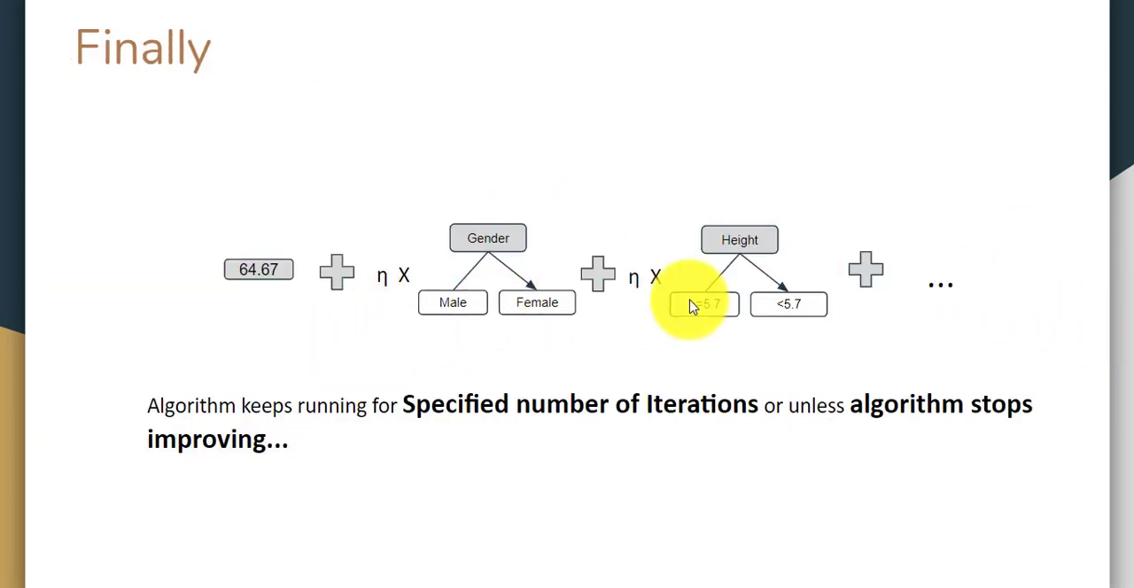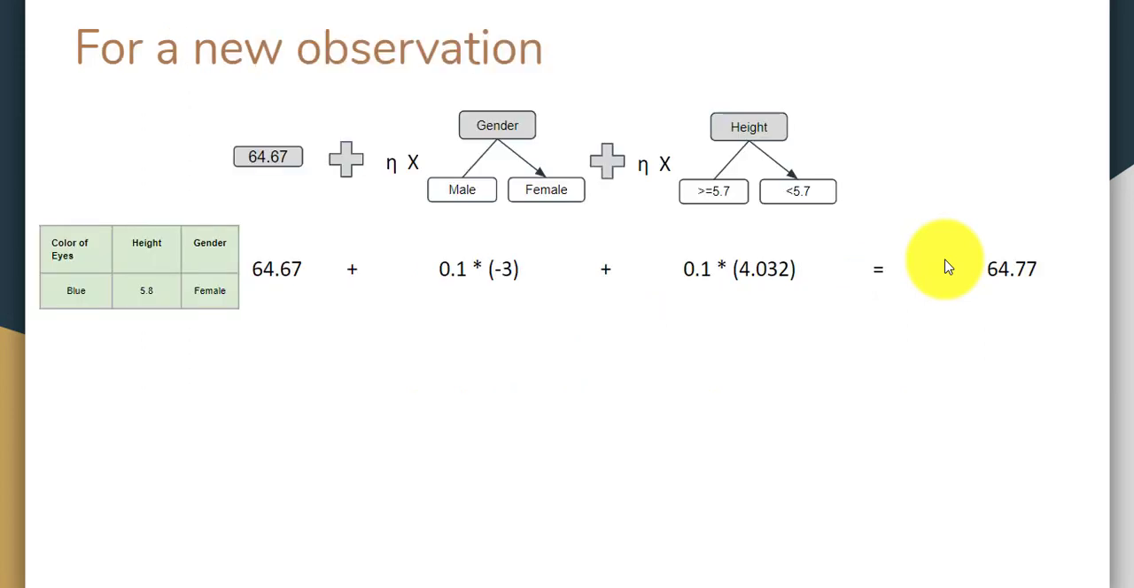So in a similar fashion, I can keep on calculating residuals and build decision trees. We can stop in multiple ways. For example, I can stop after a particular number of iterations, or I can define that if residuals are not decreasing by a lot, then I can stop my learning, right?